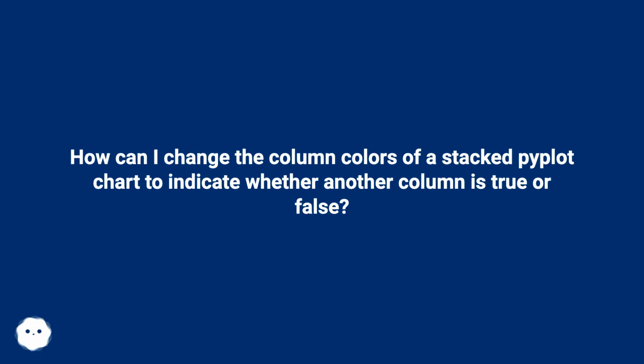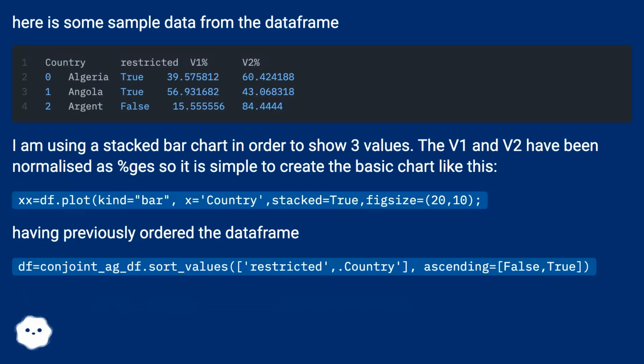How can I change the column colors of a stacked Pyplot chart to indicate whether another column is true or false? Here is some sample data from the data frame. I am using a stacked bar chart in order to show three values.